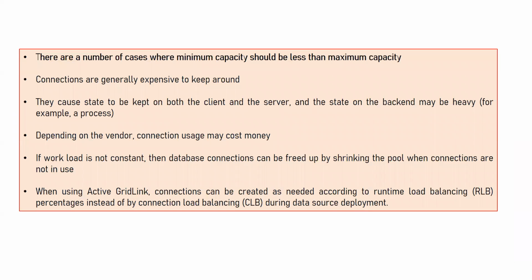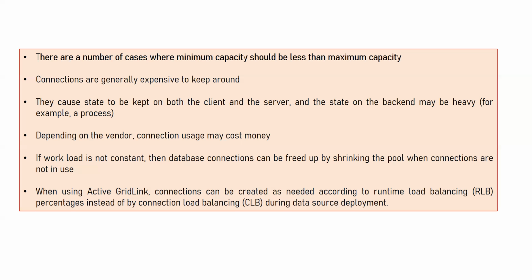There are a number of cases where the minimum capacity should be less than the maximum capacity. It is almost the same: connections are generally expensive to keep around. As I said, connections in the connection pool are ready-to-use connections. That means they are already connected with your database and the connection is already established. Each connection in your data source is taking certain resources: your heap size, your memory, your CPU utilization, because those are already established connections.